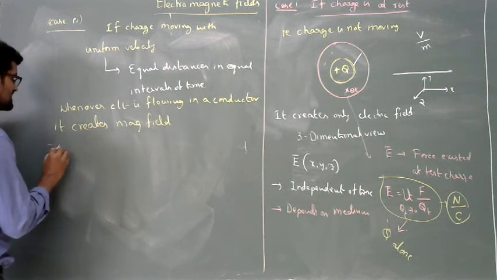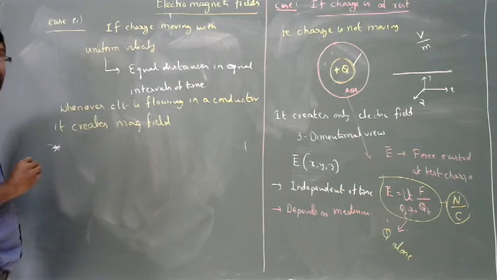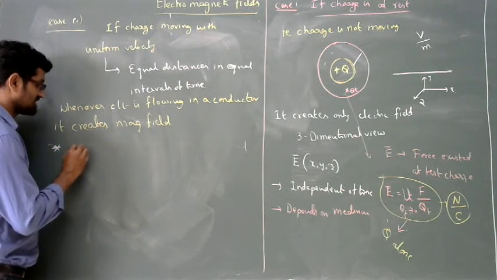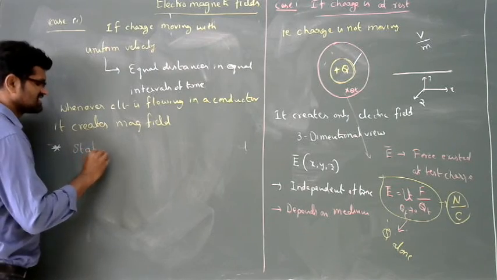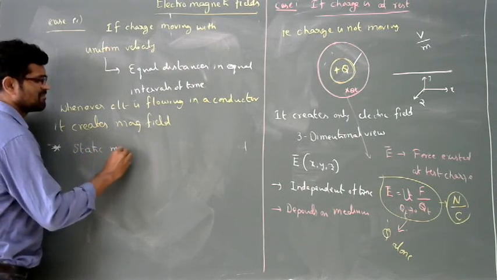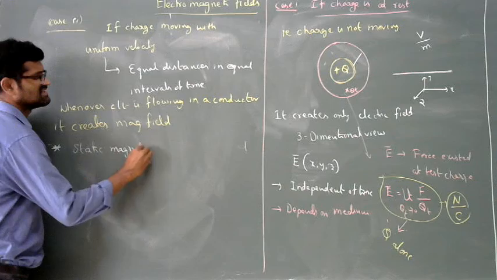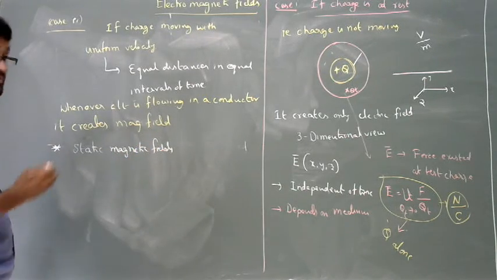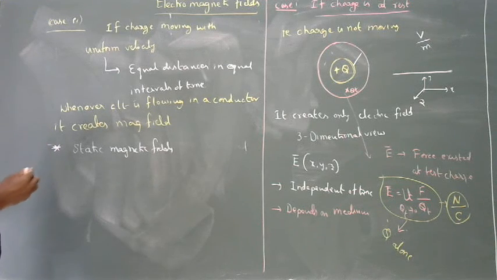Here the currents are constant, the conductor is stationary. The existing magnetic fields are called static magnetic fields. The study of these static magnetic fields is nothing but magnetostatics. In the magnetostatics topic, we study magnetic fields produced by charges moving with constant velocity.